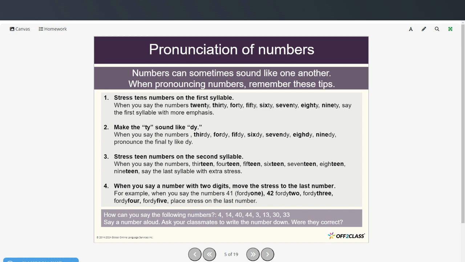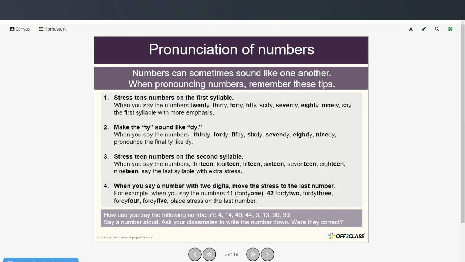And stress teen numbers on the second syllable. When you say the numbers 13, 14, 15, 16, 17, 18, 19, say the last syllable with extra stress. And when you say a number with 2 digits, move the stress to the last number. For example, when you say the numbers 41, 42, 43, 44, 45, place stress on the last number.